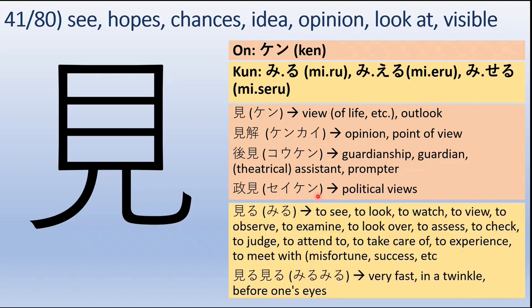In kunyomi usage, we have miru. Miru means to see, to look, to watch, to view, to observe, to examine, to look over, to assess, to check, to judge, to attend to, take care of, to experience, to meet with, that is misfortune, success, etc. Then we have miru miru, which means very fast, in a twinkle and before one's eyes. So something happening very, very fast.